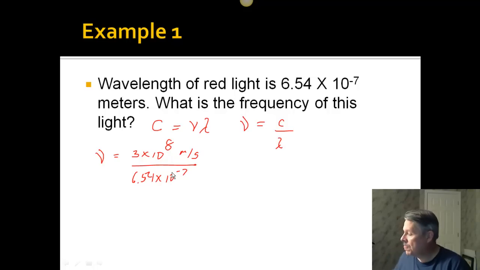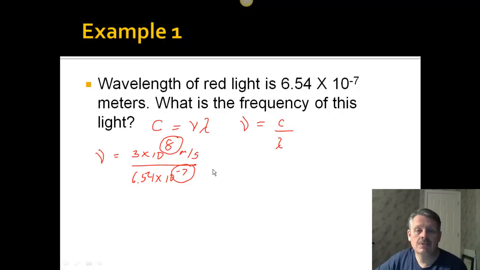So what I do is I will take the 3 divided by 6, and I'll realize that's about 1/2. And I'll look at my 8th and my minus 7th, and remember when you're doing this, because this is division, you have to subtract the exponents. So 8 minus a minus 7 is the same as 8 plus 7, which is 15. So this is going to be about 0.5 times 10 to the 15th, which is going to be about 5 times 10. I made this number bigger, I have to make this number smaller, 14th cycles per second.